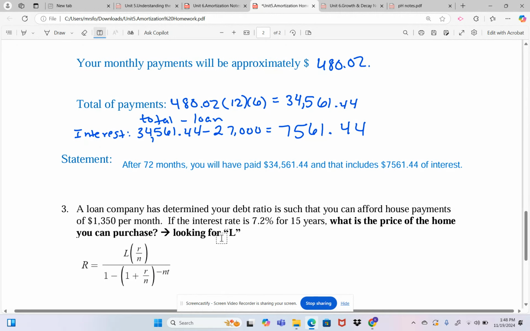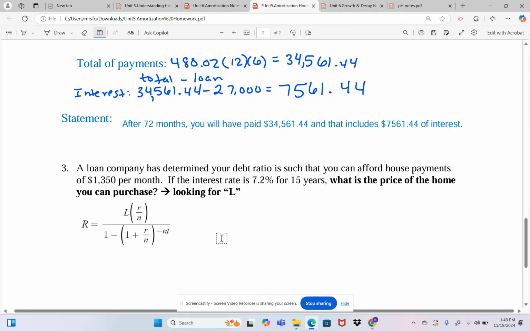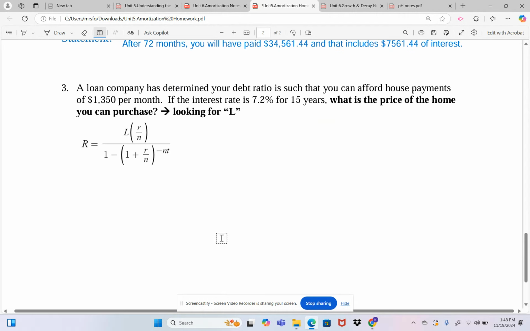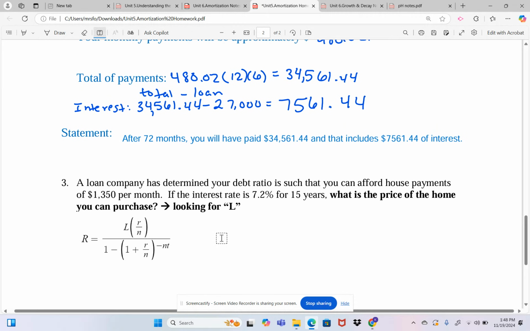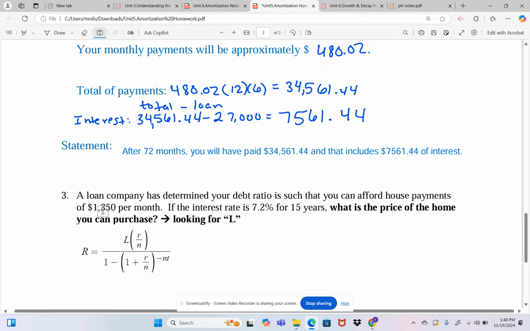Okay, so I'll leave number 3, solving for L. So we should probably do that. All right. Can you go for a quick second? Yep. So for number 3, we're going to be solving for L.